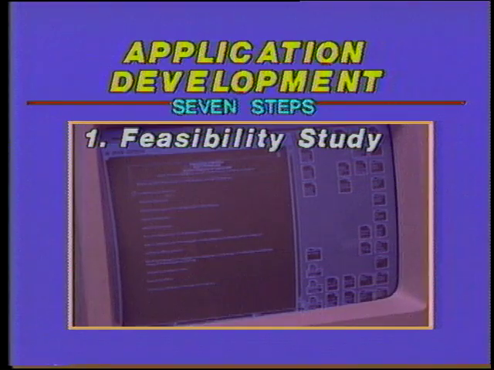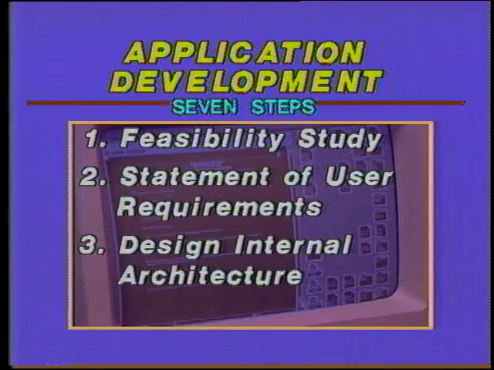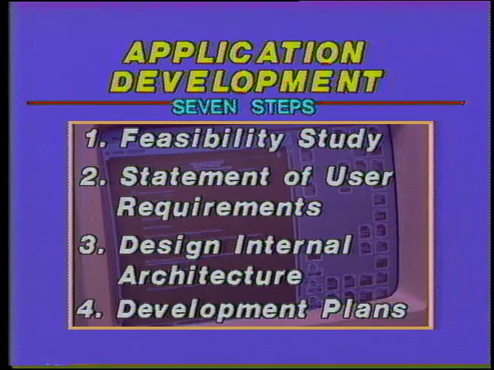The first is a feasibility study to assess the practicality of computerizing the problem. The second step requires a detailed statement of user requirements for the system. The third step calls for the detailed design of the internal architecture of the system. In step 4, the development plans are made.